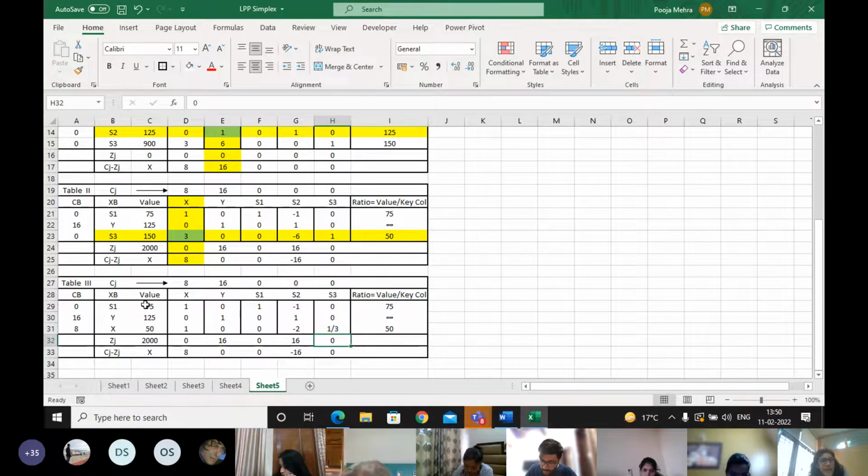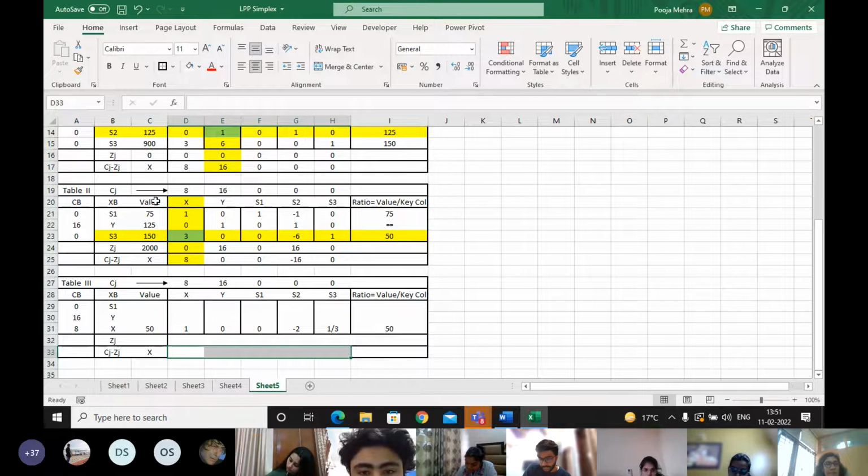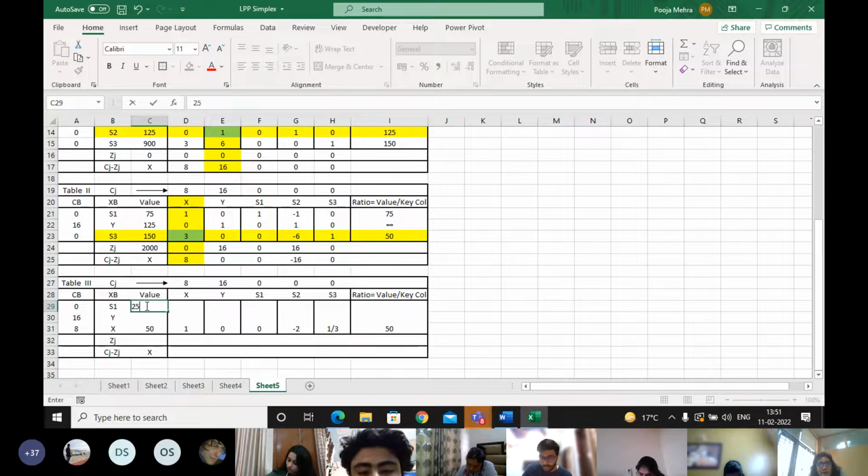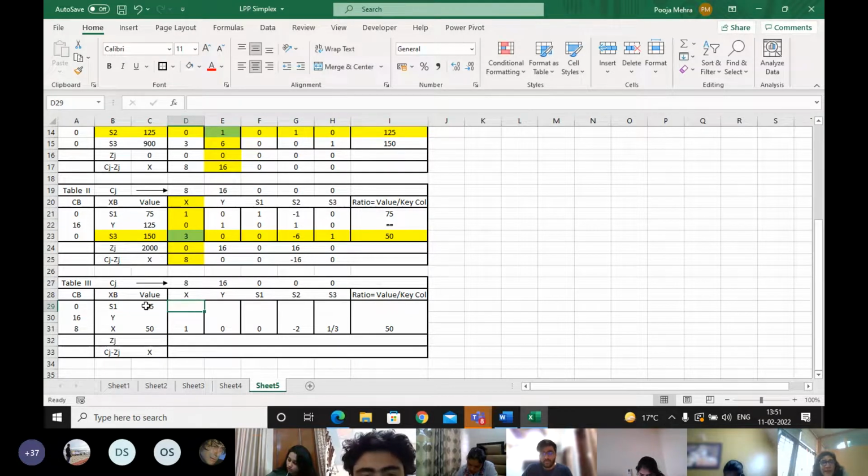Can we calculate the other values? You will tell me the elements for the first row now in the third table against S1. 75 minus 1, the element corresponding to the key element, 75 minus 1 into 50. What is it? 25. Calculate please the first row and the second row. Hurry up.